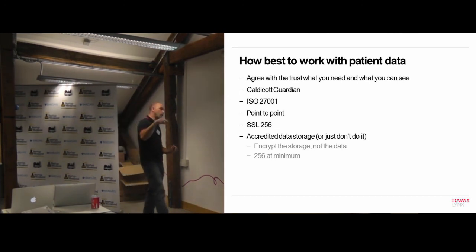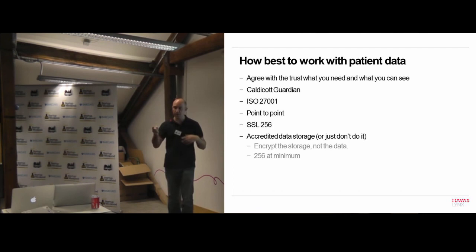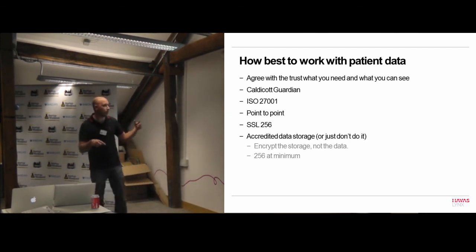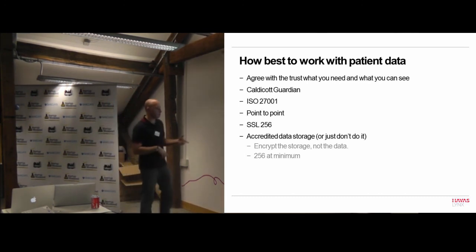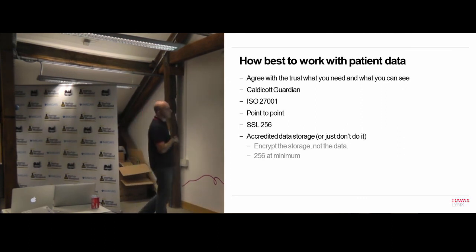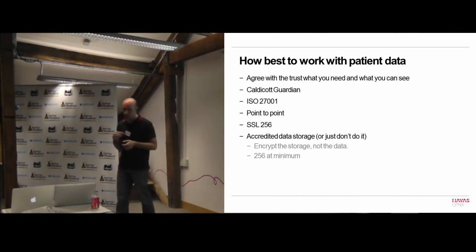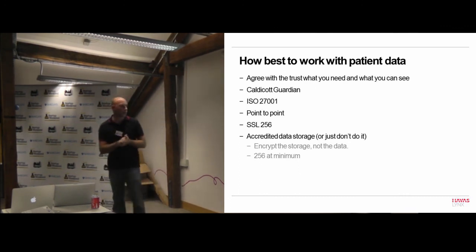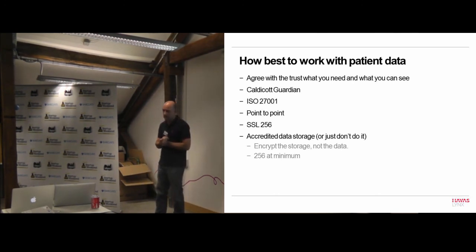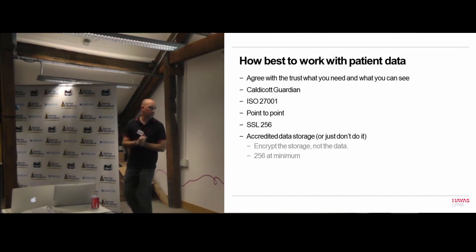In terms of on the wire as well, obviously I'm sending information down the wire. I need to know I'm going to protect that information. So I need to know if I'm going to encrypt that information. The most relevant one is SSL. The minimum standard is usually 256. I encourage you to go further, not just limit yourself to 256. As well, the other thing is about protecting the data once it has arrived on the wire to your server. You need to protect it actually on the box. I encourage you to encrypt the storage, not the data. Protect the whole drive, and then you're covered.